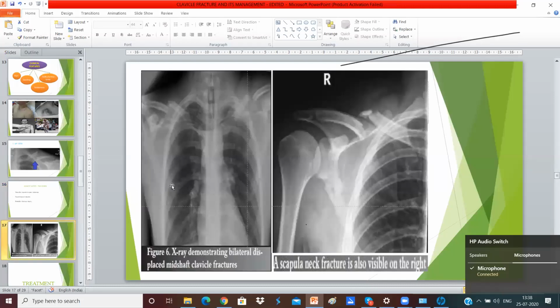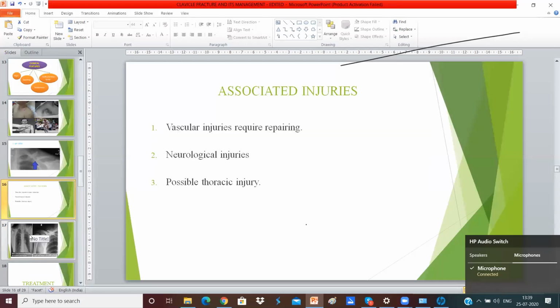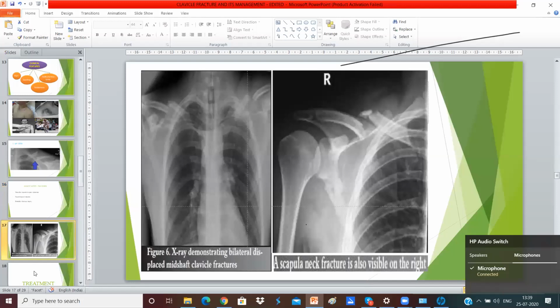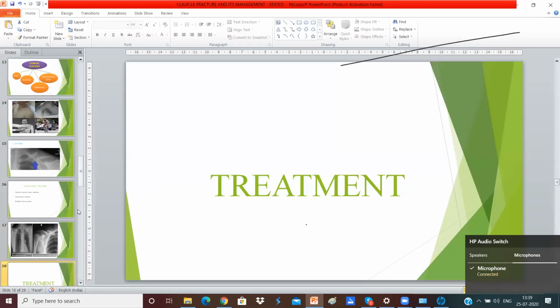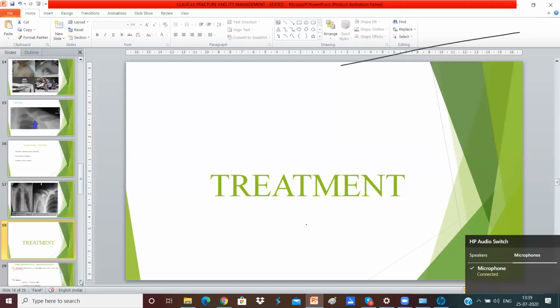So this is a fracture, the X-ray is being shown. This is a comminuted fracture with displacement of the fragment like this. This is a bilateral fracture of the clavicle, both sides. Right. It is quite common.